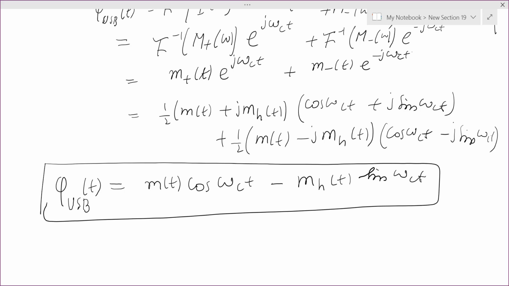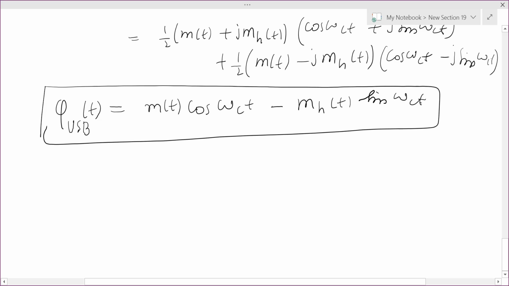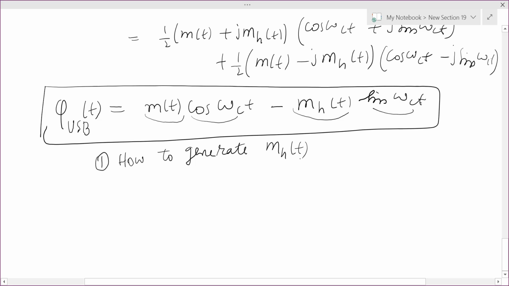But at this point, this can help us in understanding how we can generate single sideband signal. See, what you need actually is you need to multiply m of t with cos, then you need to multiply this mh of t with sine. Okay, now the first question is how to generate mh of t, how to generate this Hilbert transform.